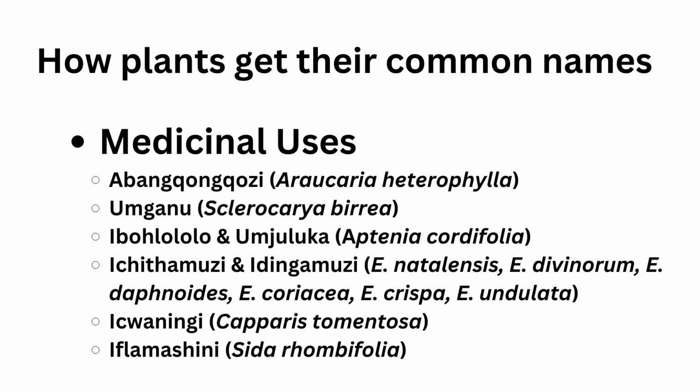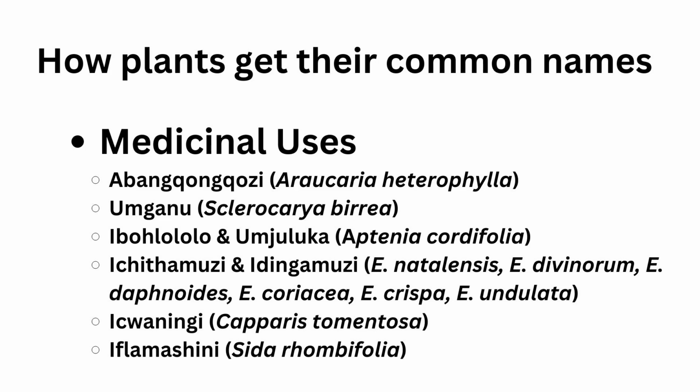You also have umganu, which is derived from the word ukugana, which means to get married. The bark of this tree is typically used by people that want to get married. So the plant is used as a love charm and emetic.